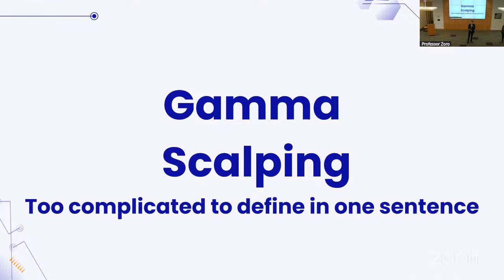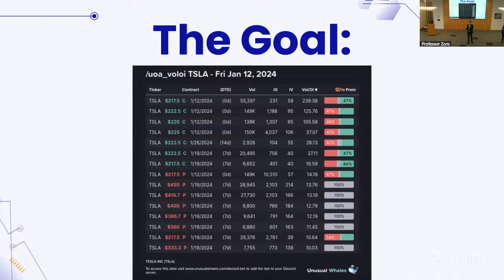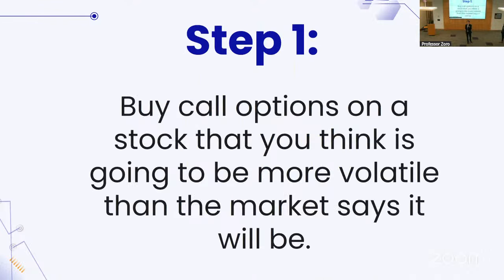But to build to gamma scalping, there's a lot we need to define first. So first, the goal: we want to be long volatility. How do we do that? We start by checking options prices. We want to find options with cheap volatility, which basically means the implied volatility these options have priced in is lower than what we have forecasted will actually happen. Let's use a real example: buy call options on a stock that you think is going to be more volatile than the market says it will be. That's the first step of gamma scalping.